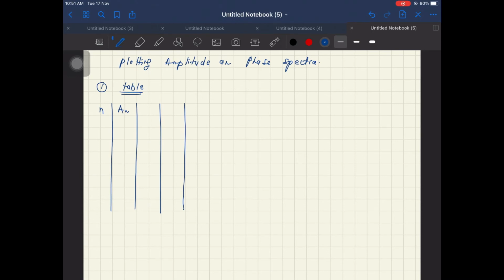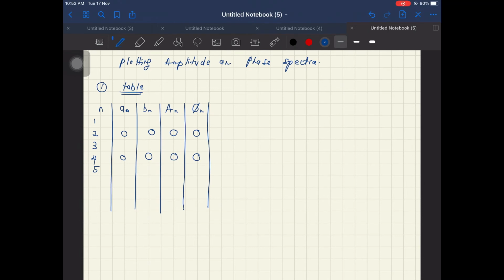Okay, I think there is a mistake there. Wait, let me correct it. So it is actually n, A_n, B_n, A_n, and also theta_n. So for n, we know that the question asks you to find the Fourier series until n equals 5, or the fifth harmonics. So we already know that all the values for even n are 0, so just write everything 0.